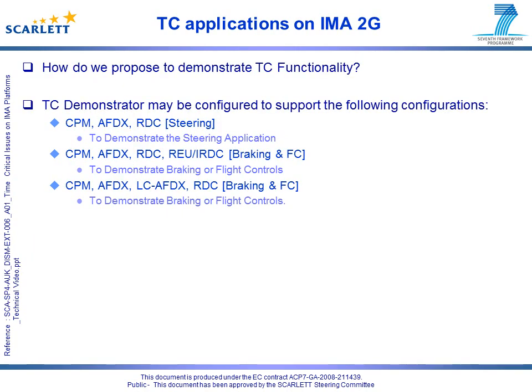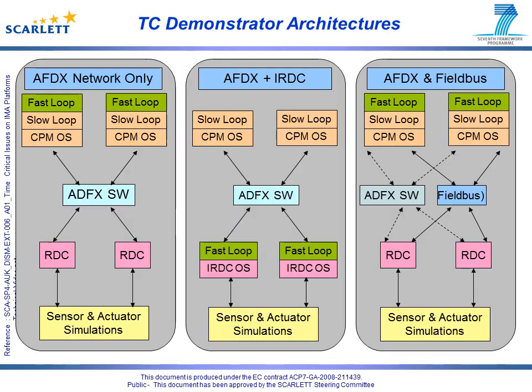So, how do we propose to demonstrate the TC functionality of IMA2G? The TC demonstrator will have three configurations. The switch between architectures 2 and 3 will demonstrate the flexibility of this approach. The next slides will present the architectures.